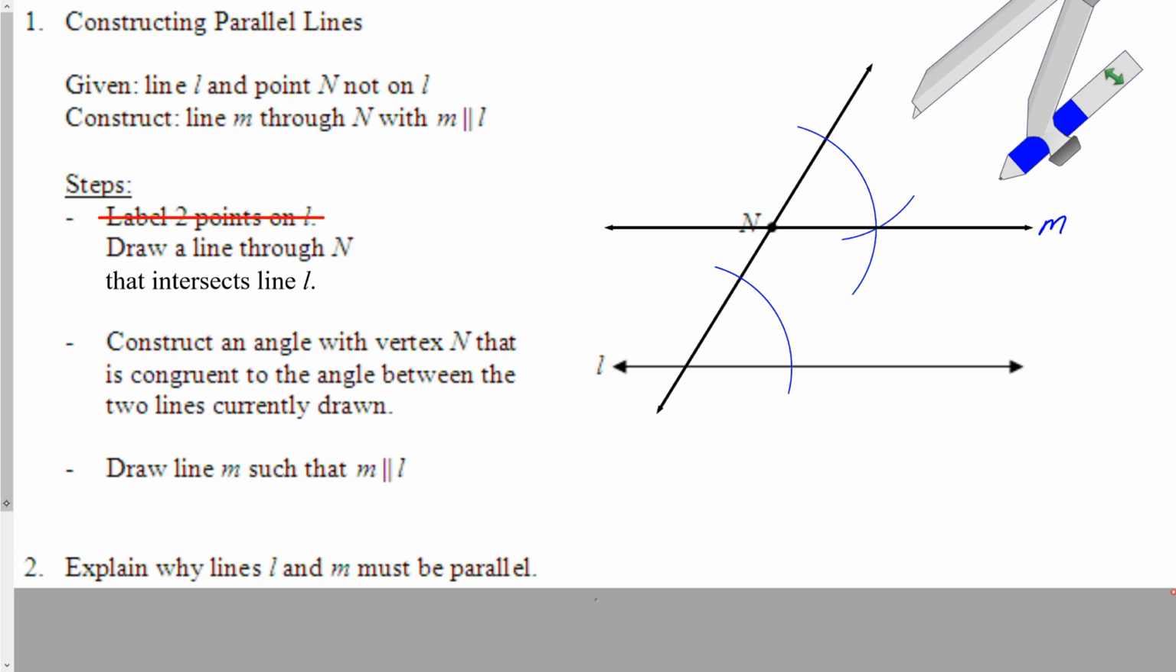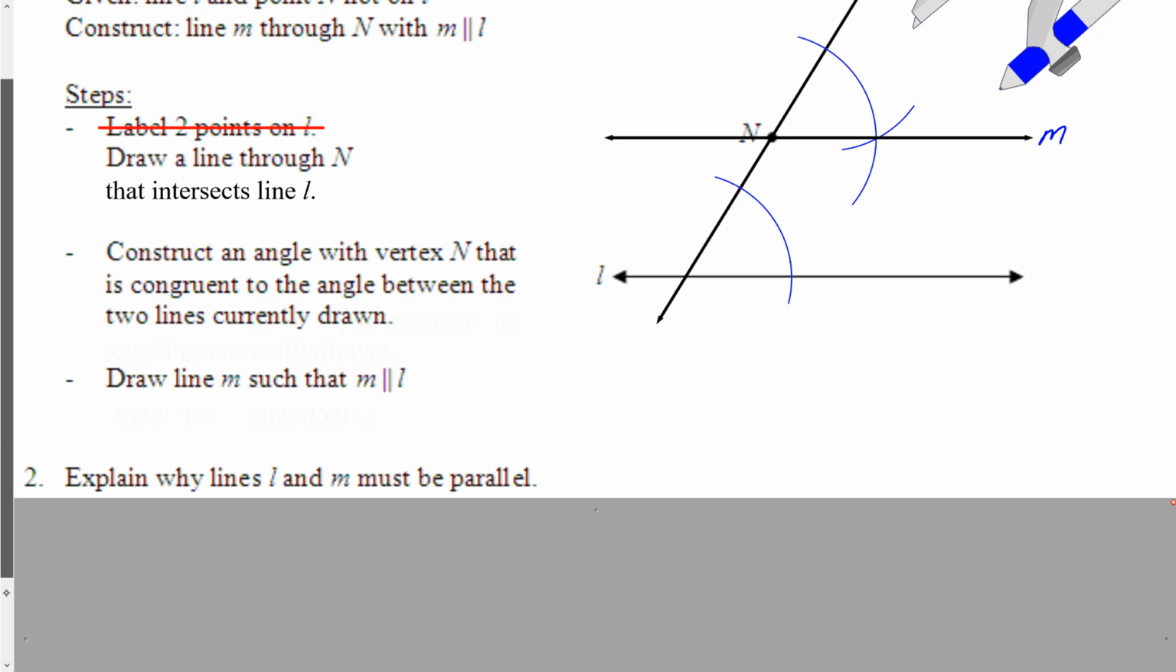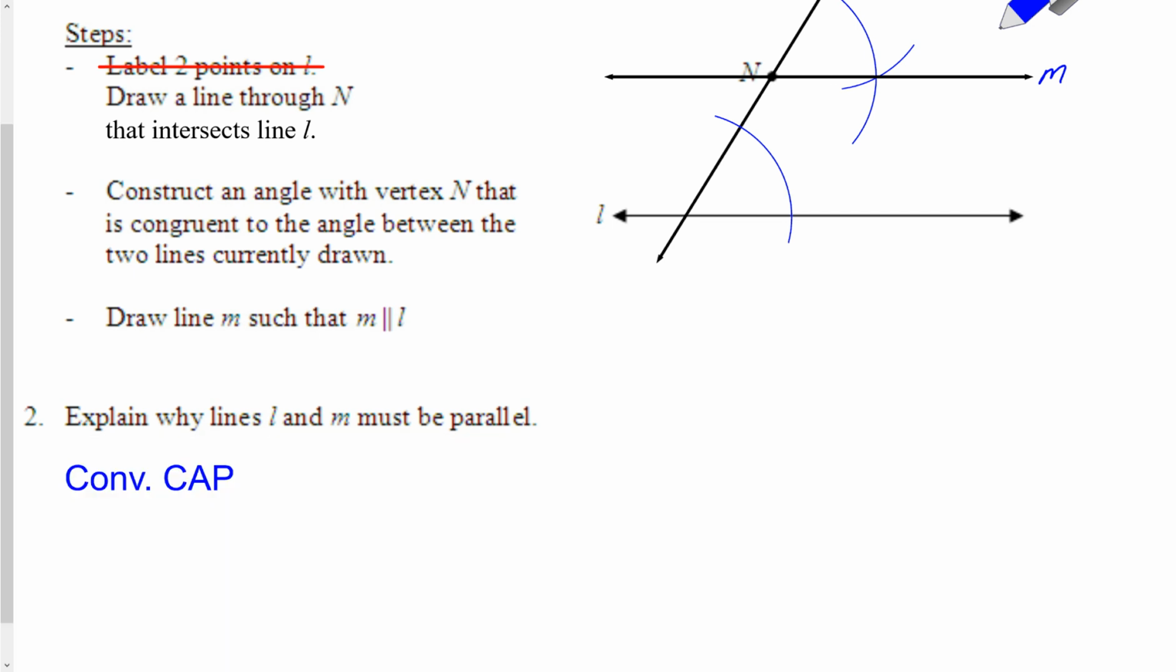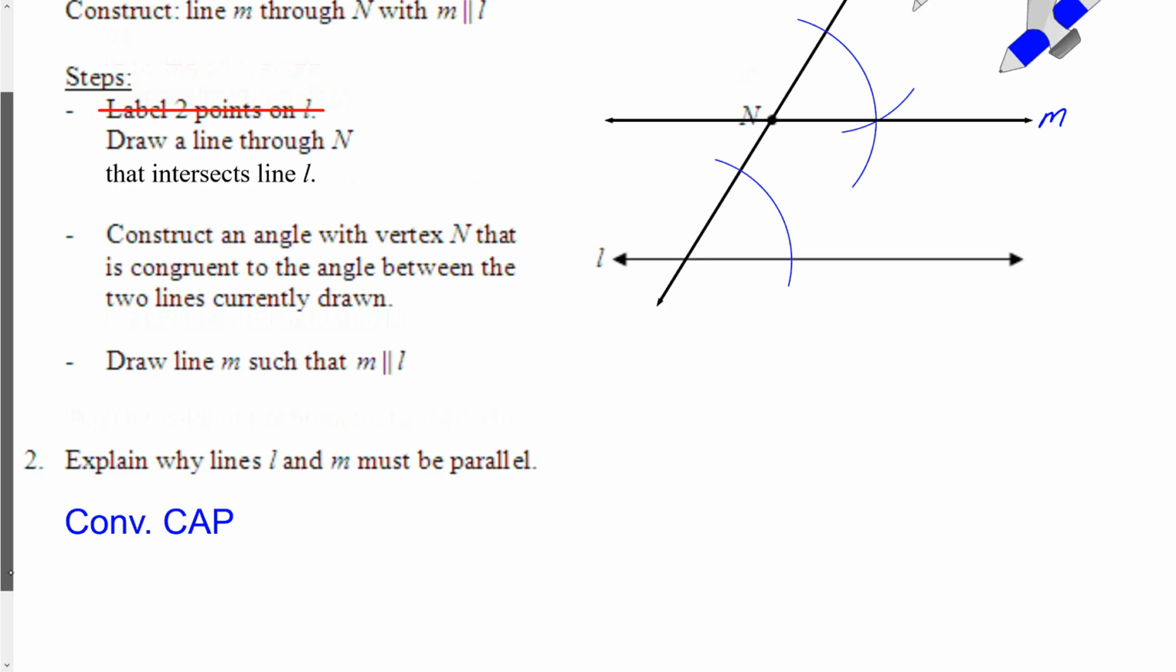But why, if we make those two congruent angles, does that guarantee us that lines L and M are parallel? Just give me a reason. It does not have to be a full written out explanation. Us constructing two congruent angles is using the converse of the corresponding angles postulate, guaranteeing that we have parallel lines.